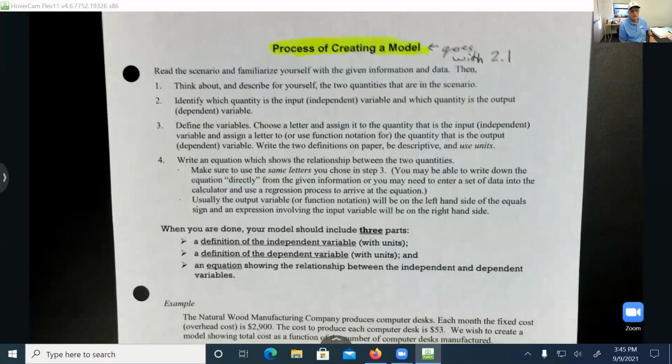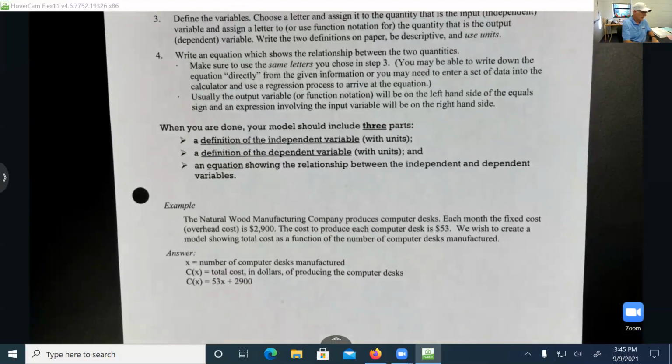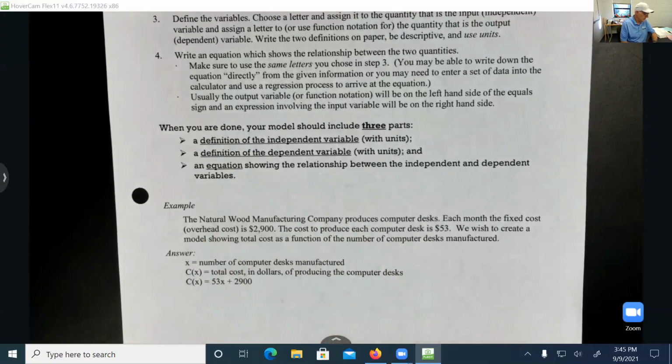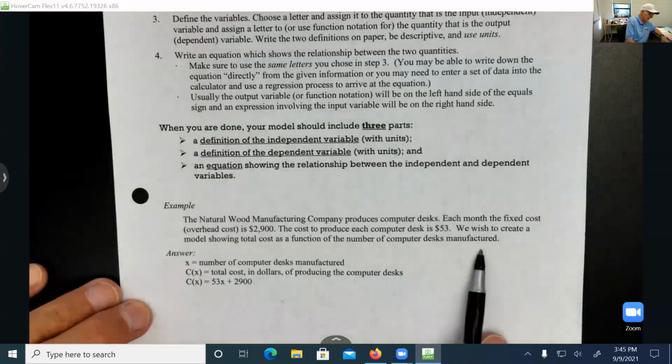So let's take a look at our example down here. In the example, a natural wood manufacturing company produces computer desks. Each month, the fixed cost, that's the overhead cost, is $2,900. The cost to produce each computer desk is $53. We wish to create a model showing total cost as a function of the number of computer desks manufactured.